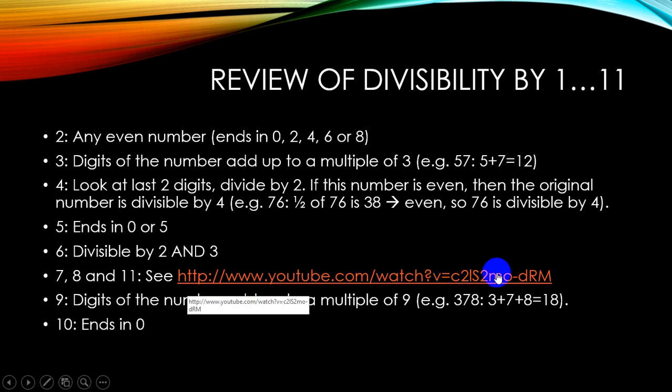See this tutorial if you haven't already, unless you already know the rules for 7, 8, and 11, which are a little bit more complex than some of these other ones here.